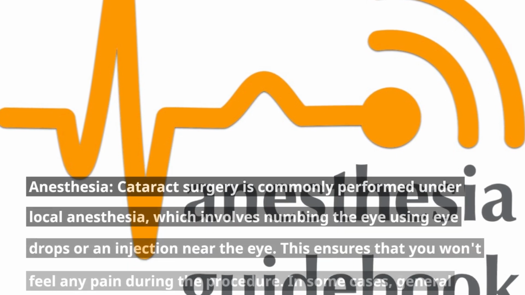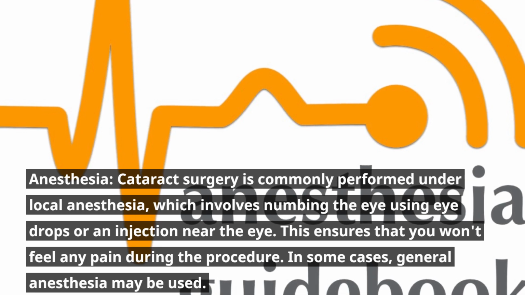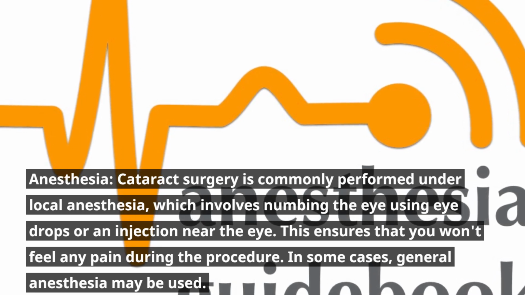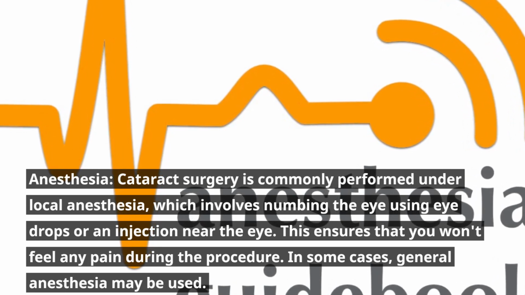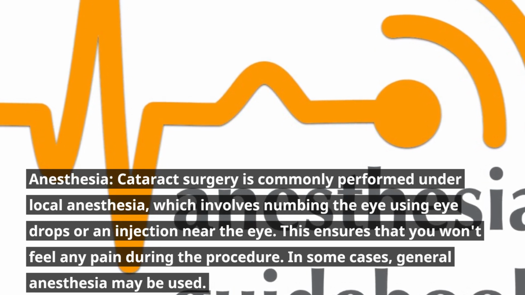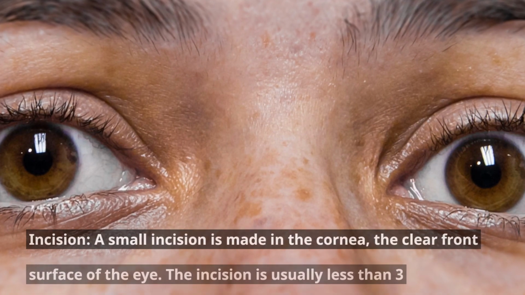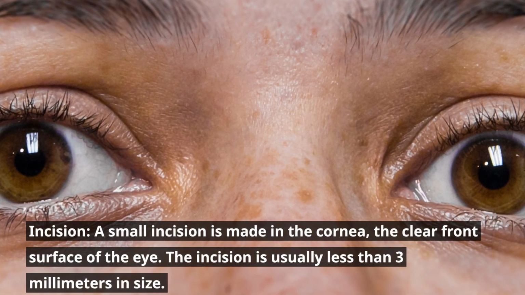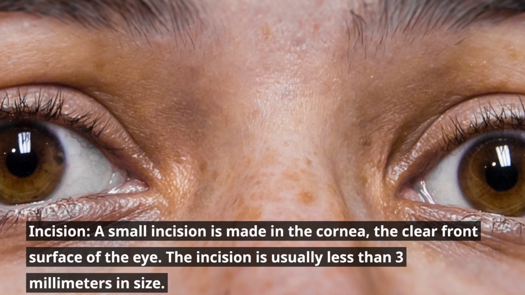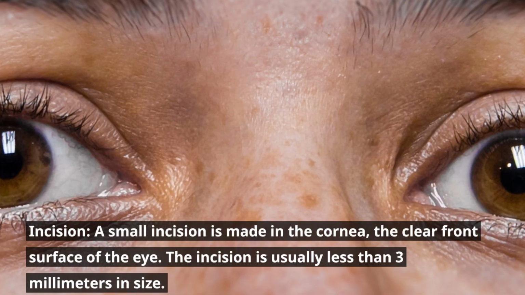Anesthesia. Cataract surgery is commonly performed under local anesthesia, which involves numbing the eye using eye drops or an injection near the eye. This ensures that you won't feel any pain during the procedure. In some cases, general anesthesia may be used. Incision. A small incision is made in the cornea, the clear front surface of the eye. The incision is usually less than 3 mm in size.